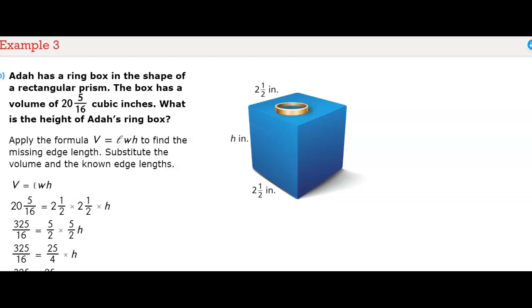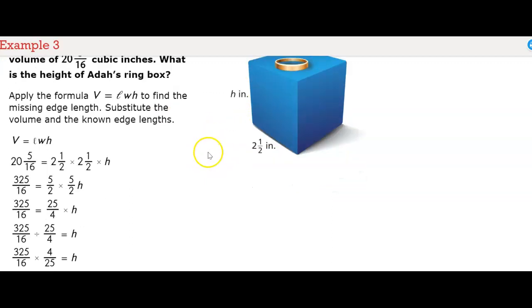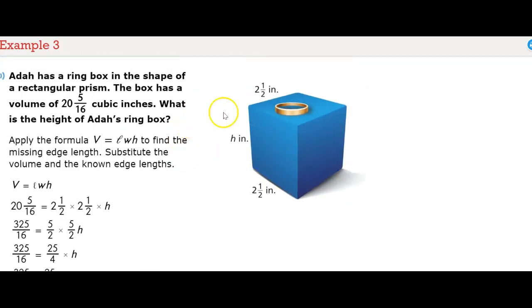Once again, we look at the formula. Volume equals length times width times height. We don't know the height, so now we have an unknown variable. So we substitute the length, 2.5, and the width with 2.5 as well, and the height we don't know. The volume we do know, and that is 20 5/16.